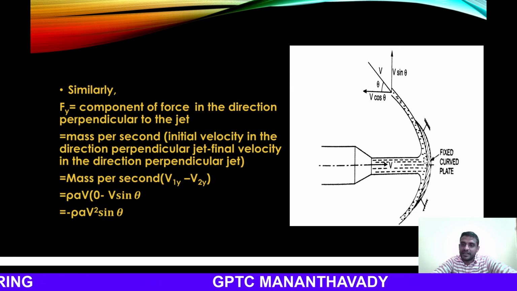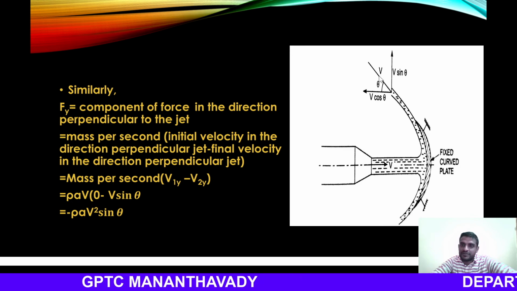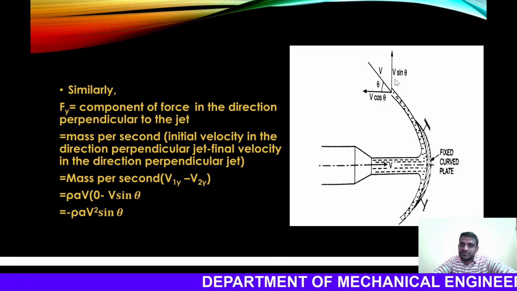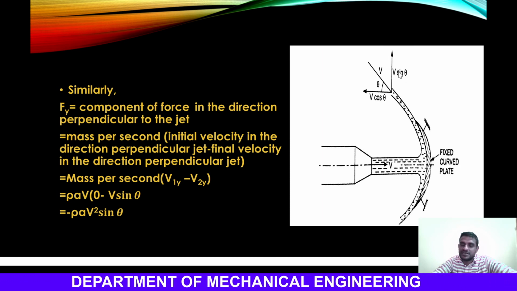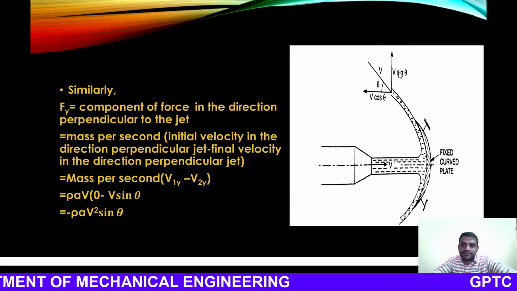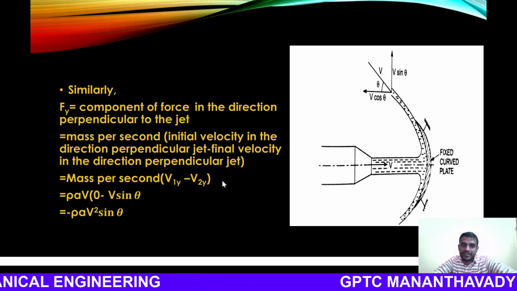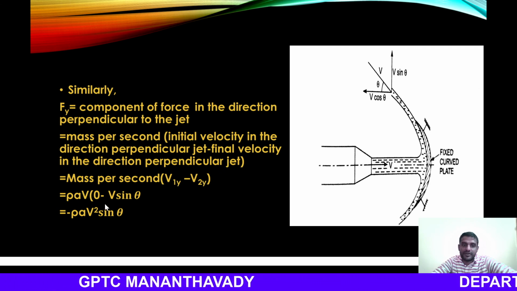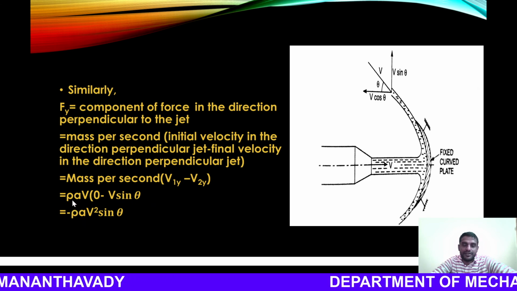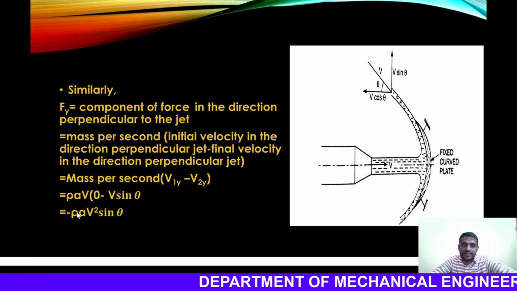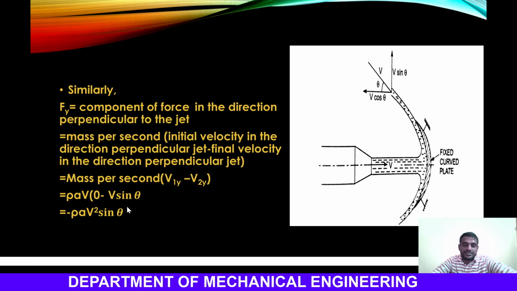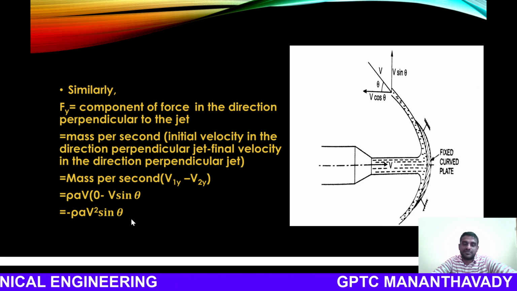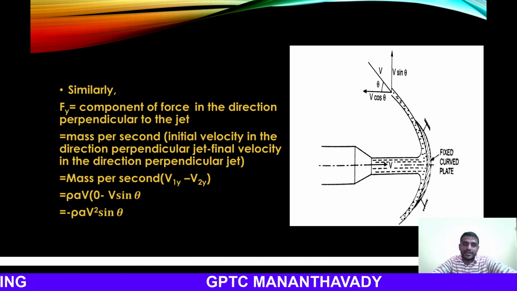And the jet is striking here and coming out this way with a velocity V, making an angle theta with the horizontal. If we resolve this component into the vertical direction, we get V sin theta. This V sin theta is the velocity of the jet after striking in the vertical direction. So here minus v2y, that is V sin theta. Then it will be equal to rho A V into (0 minus V sin theta), which on simplification is equal to minus rho A V square sin theta. This is the expression for the force exerted by the jet in the vertical direction.